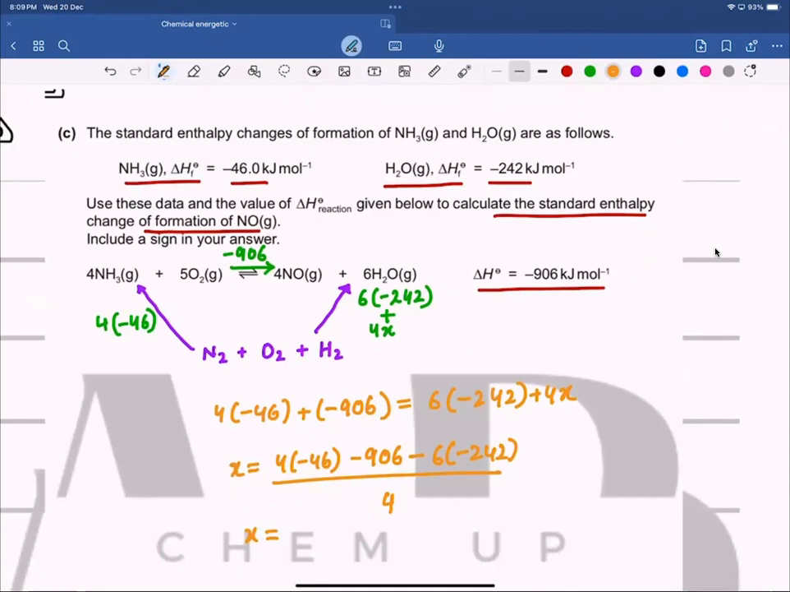Yes, sir. Okay, can any one of you tell me the answer, please? 90.5. Sorry, 90.5. Positive or negative? Positive. Positive 90.5 kilojoule per mole. Yes, Amna, is this clear to you as well? Yes, sir.